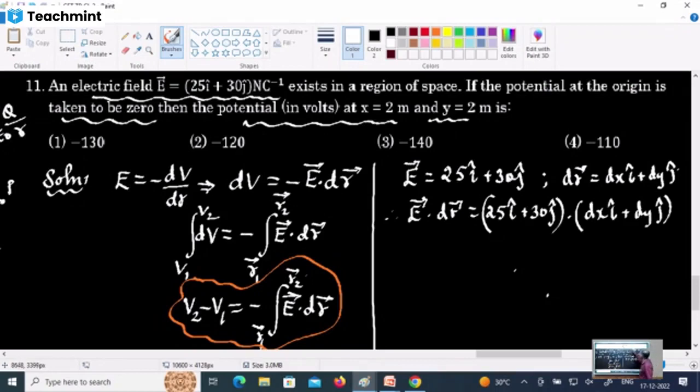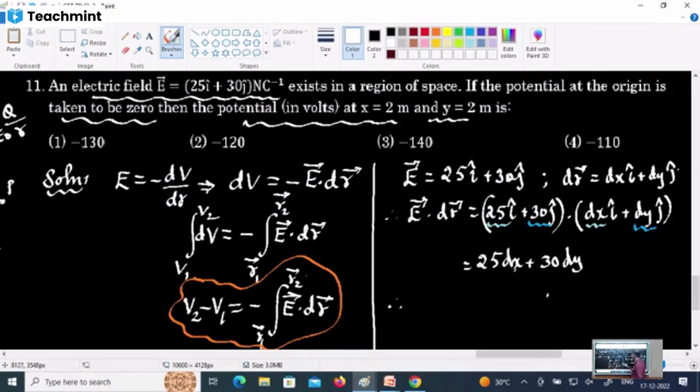Now you know how to take the dot product. Multiply the I cap coefficients, multiply the J cap coefficients. Then what we get is 25 dx plus 30 dy. Therefore, potential difference between 2 points.